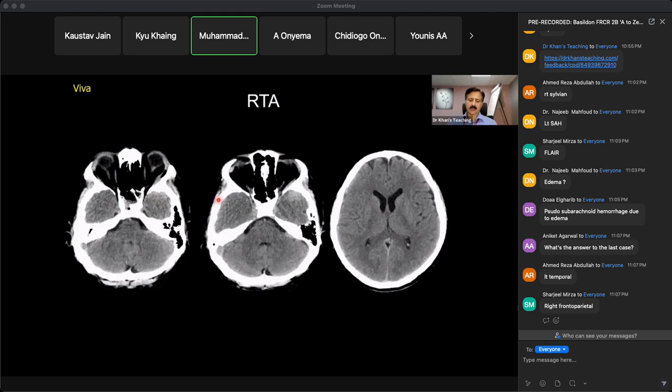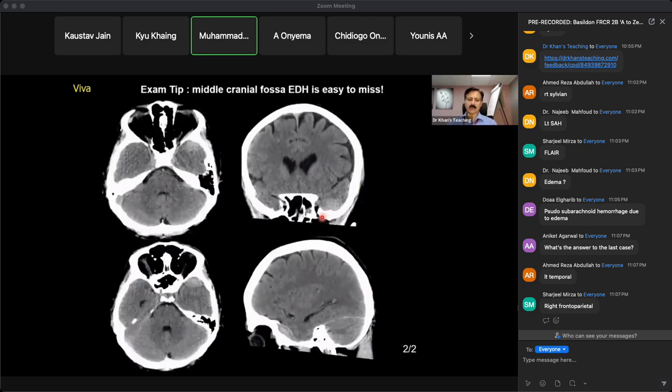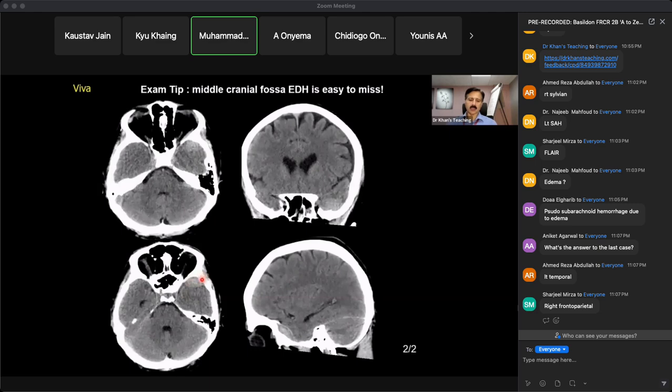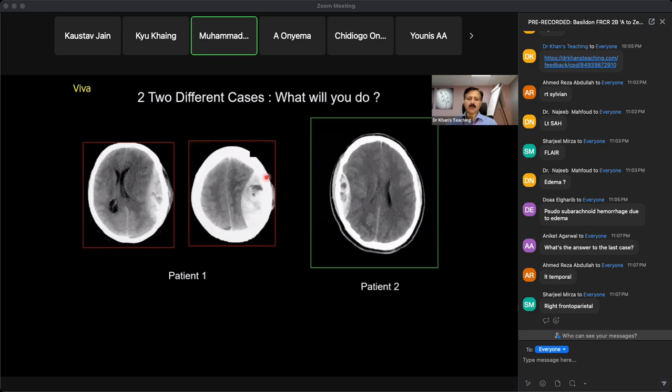If you see here, in the exam, it's easy to miss because there will be just a bit of hemorrhage. Intentionally, I had not shown you this one earlier because it's visible here, and it is visible here on a coronal. Middle cranial fossa extradural hematoma is easy to miss and has come up in the exam quite a few times. How are you going to tackle this or this case if you are reporting this?